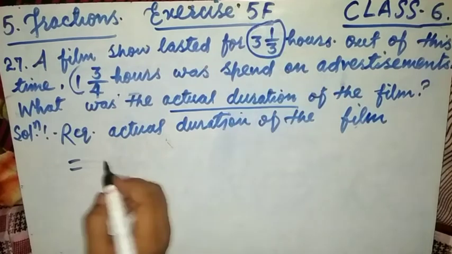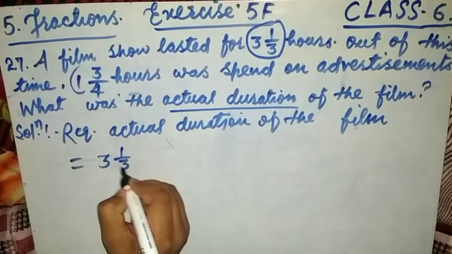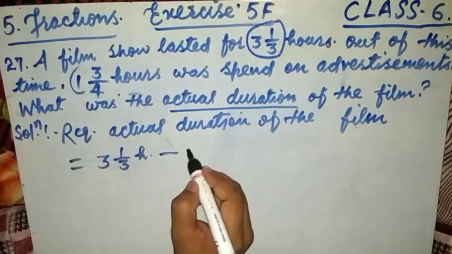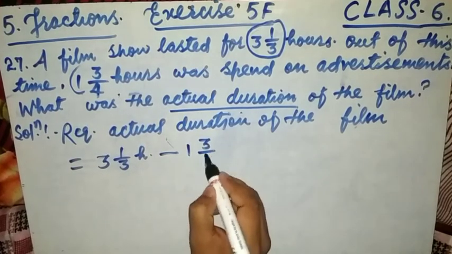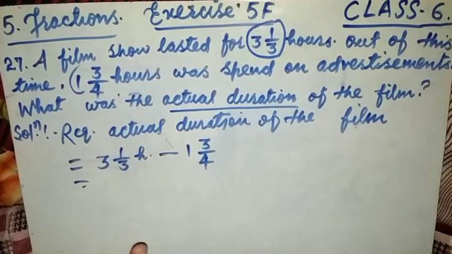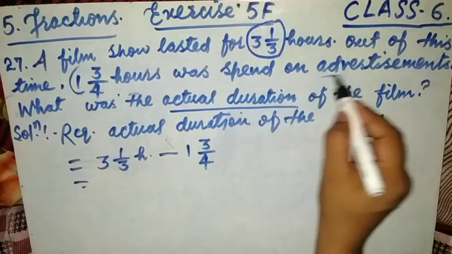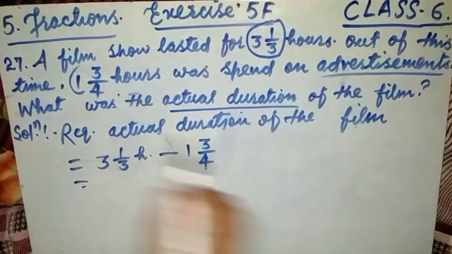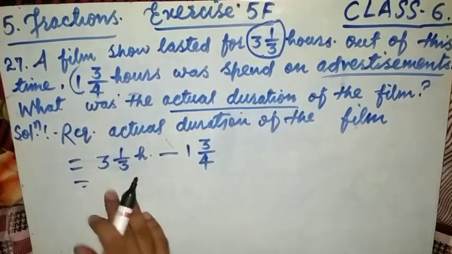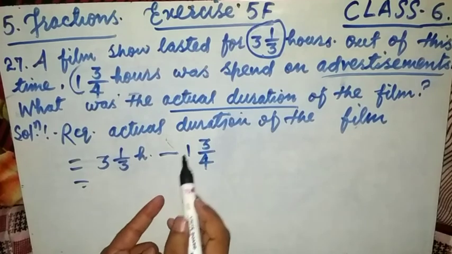the total time is 3 and 1 by 3 hours. Then we have to remove this 1 and 3/4 out of it because this is the advertisement time. And we have to find the actual duration of the film, only the film, means we have to avoid all the advertisement, and all the advertisement will take 1 and 3 by 4 hours. That means we have to remove this mixed fraction from this hour. This is why we have written 3 1 by 3 hours minus 1 3 by 4.